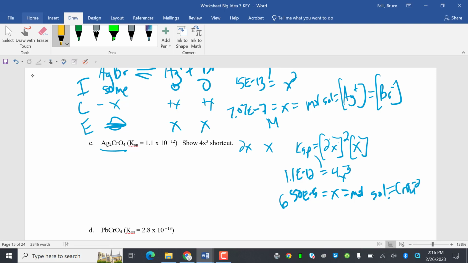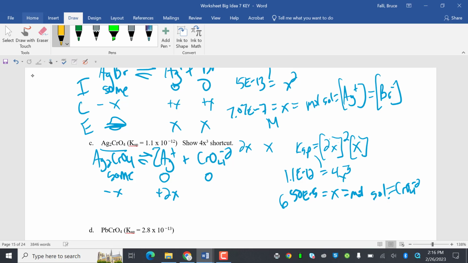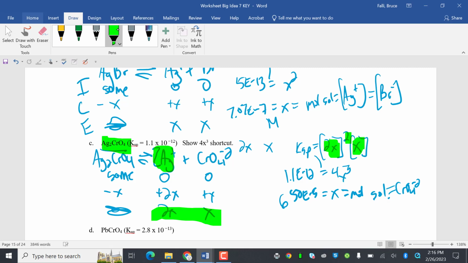So let me show this. Ag2CrO4 is in equilibrium with Ag positive plus CrO4 negative 2. But notice I got a 2 here. Initial 0, 0, change plus 2x, plus x. I don't care, 2x and x. So see how you can kind of see that coming from this? You get better at it. Then when you write Ksp, it's going to be 2x squared from this, and x from the fact you got one of these. And then you do the math.